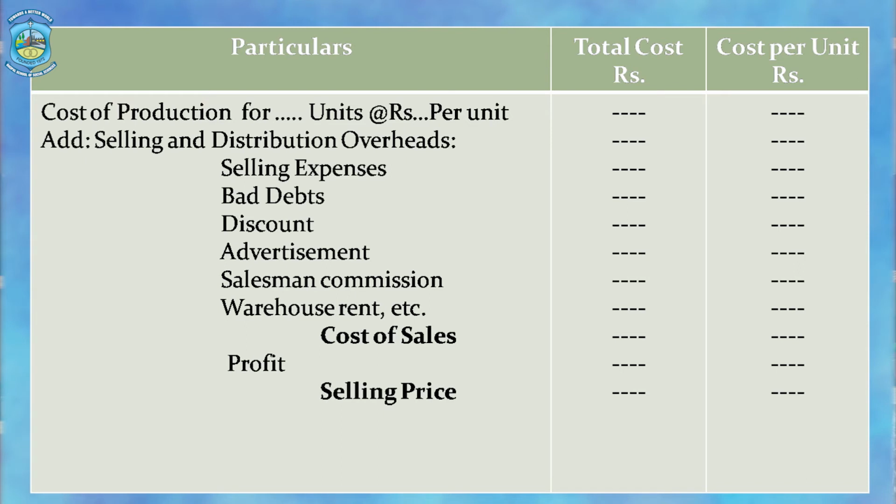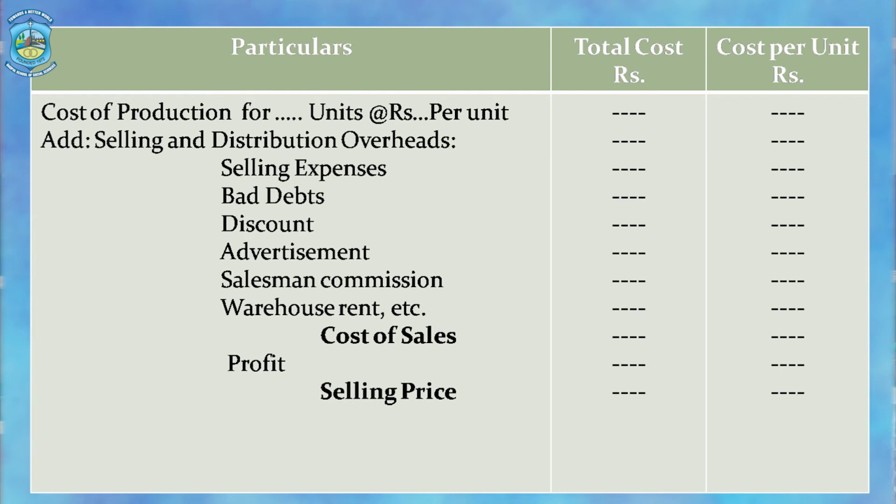So, we mention the total cost of production for 8,000 units, then we add the entire selling and distribution expenses like selling expenses, bad debts, discount, advertisement, salesman commission, warehouse rent, etc. When we add all this, we will get to know the cost of sales. Again, we add a percentage of profit to the cost of sales to know the total amount of sales. So, when we talk about cost sheet with the statement of profit, we prepare two different statements. One is for cost sheet, another is for statement of profit.